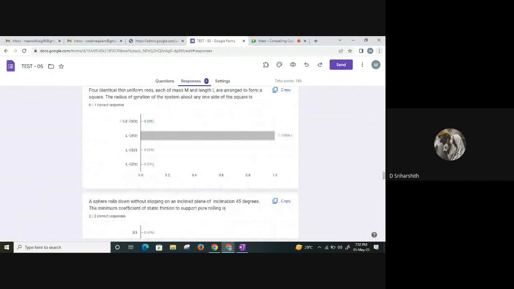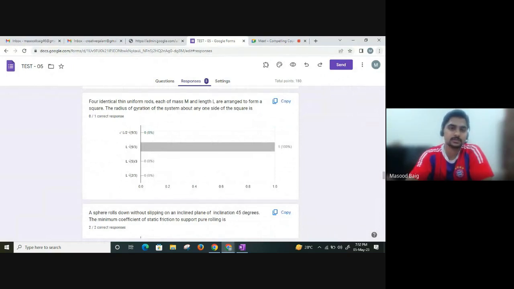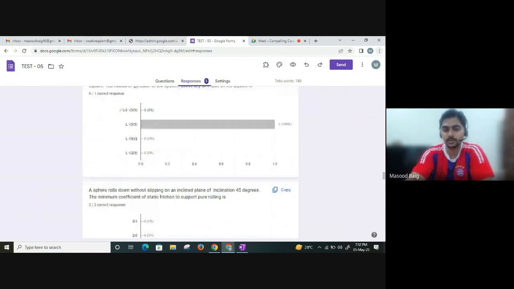So this question, how do we take the axis about which we are calculating? When an axis is not given, it should always be considered along the axis which is passing through the center and perpendicular to the plane. Okay, 4 uniform identical rods have been given, arranged to form a square. They are asking for the radius of gyration of the system about one side of the square, meaning about one of the rods.